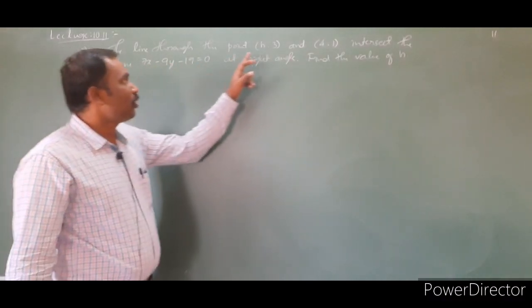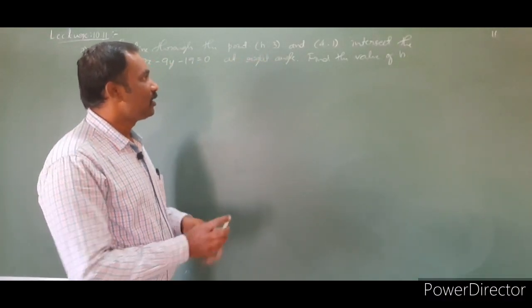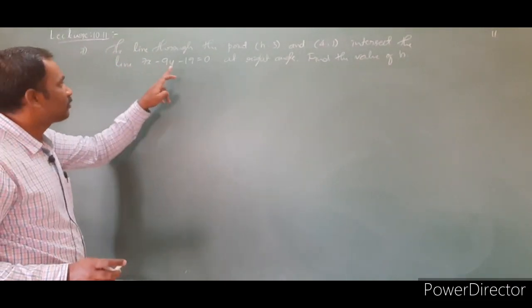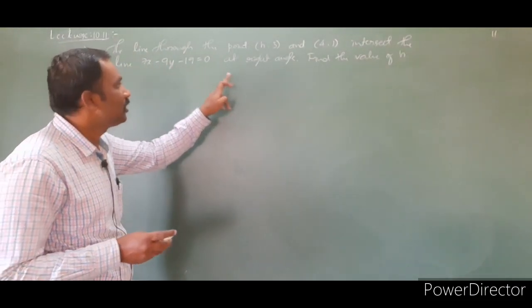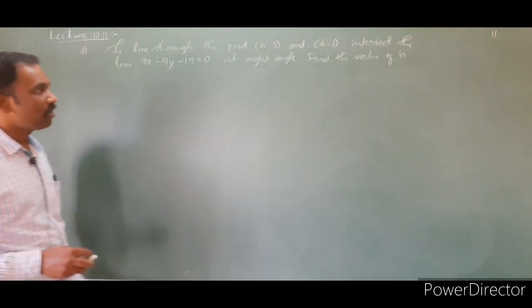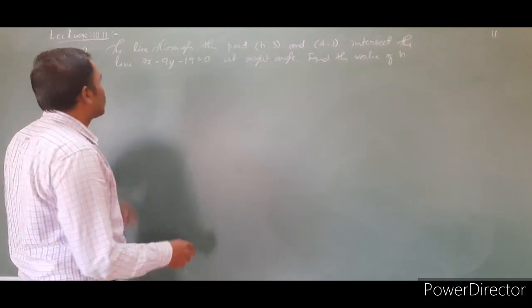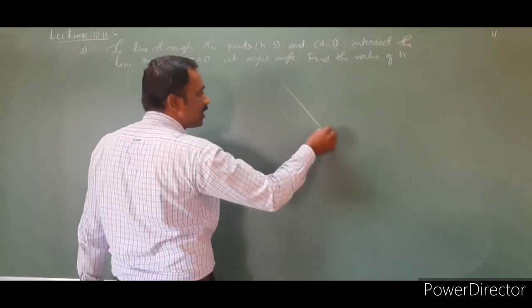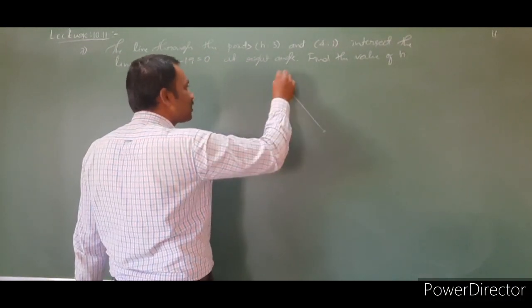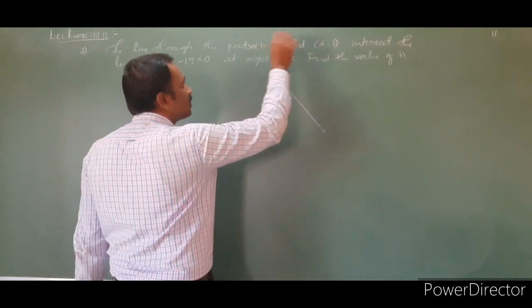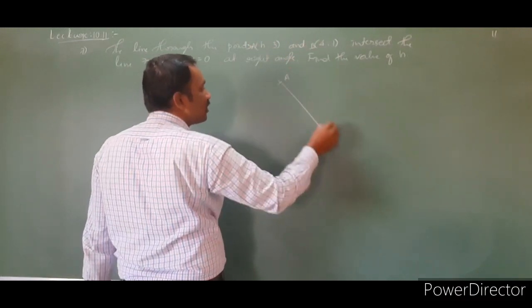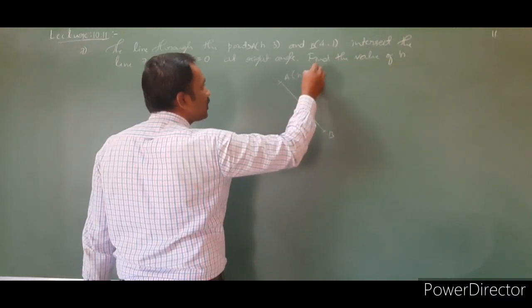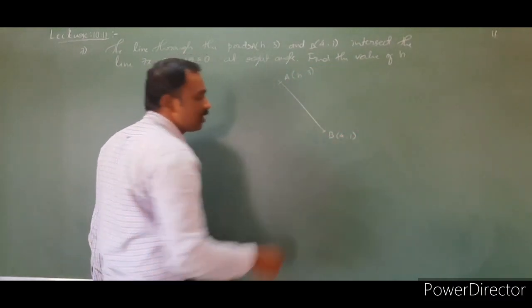The line through the points h comma 3 and 4 comma 1 intersects the line 7x minus 9y minus 19 is equal to 0 at right angles. Find the value of h. Okay, here two lines are there. One is the line segment and another one is the line. Observe that the line through the points, suppose this is passing through the points, I just consider this point as A, this point as B. A having the coordinate h comma 3, B having the coordinate 4 comma 1.